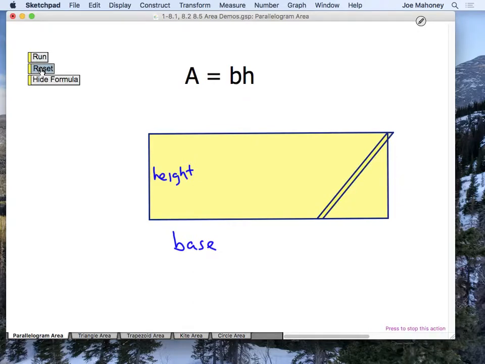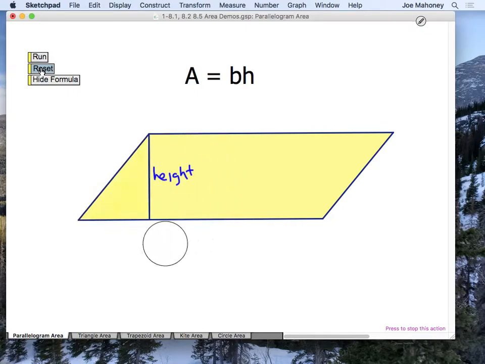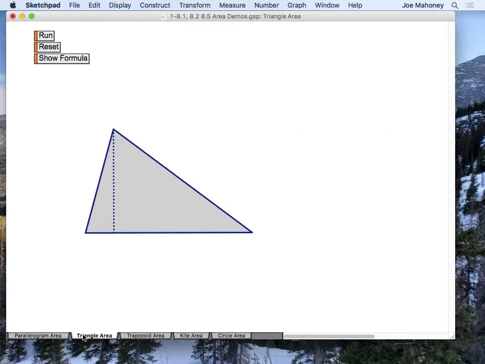So let's move all that back. Come on back, baby. All right. So now let's move on. Let's take a look at the area of a triangle.